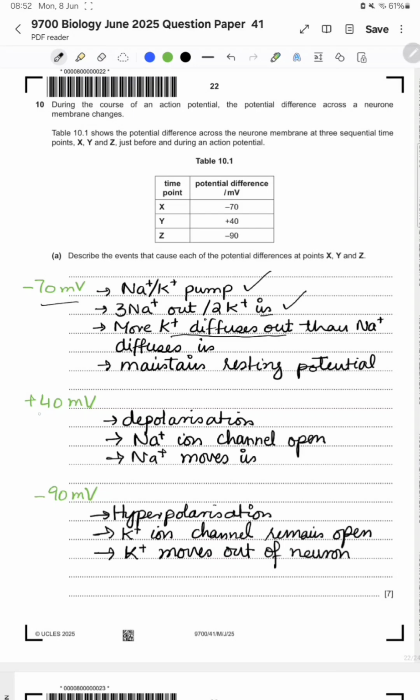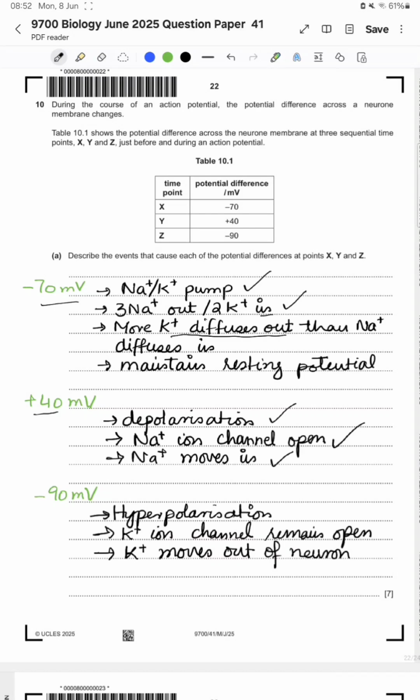Secondly, plus 40, or in some topics it is written plus 30. So plus 30 or plus 40 both represent the timing of depolarization. That is when a neuron is depolarized, and that is when voltage-gated sodium ion channels open up and sodium moves in in order to make the potential difference reach plus 30 or plus 40 millivolt.